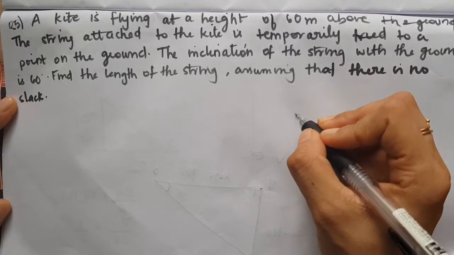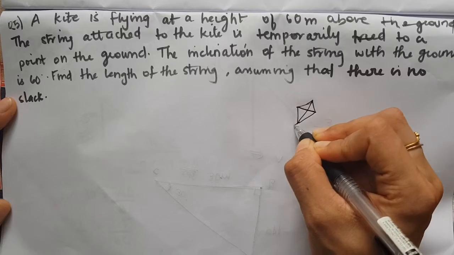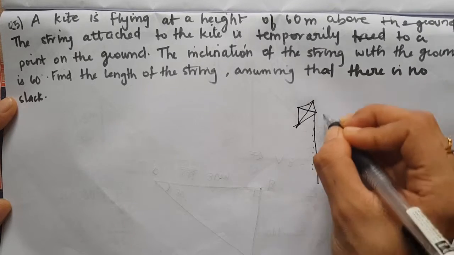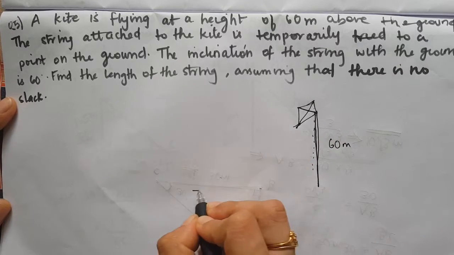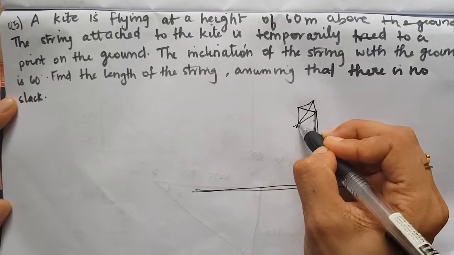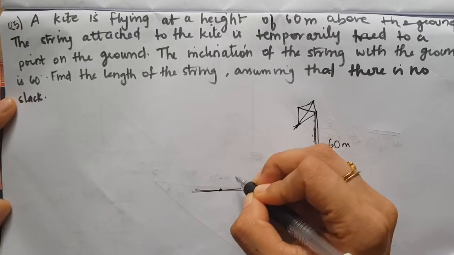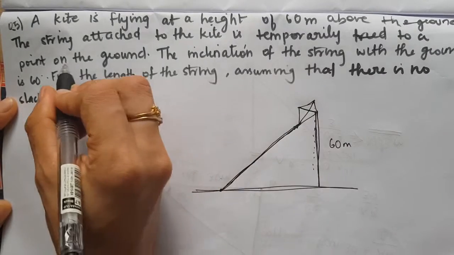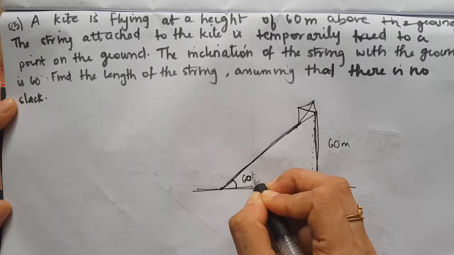Okay, so let's consider a kite flying 60 meter above the ground. So this is the ground, 60 meter above the ground. The string attached to the kite, so we always hold a string, right? So that is temporarily tied to a point on the ground. So let's consider this is the point, it is tied to the point on ground. The inclination of the string with the ground is 60 degree. So this inclination is 60 degree.